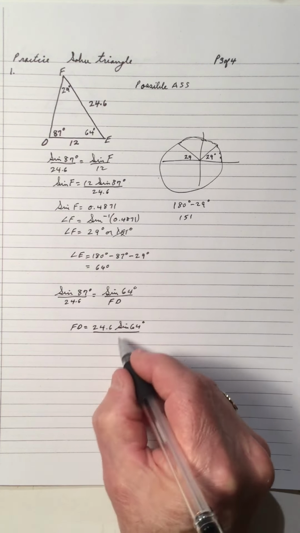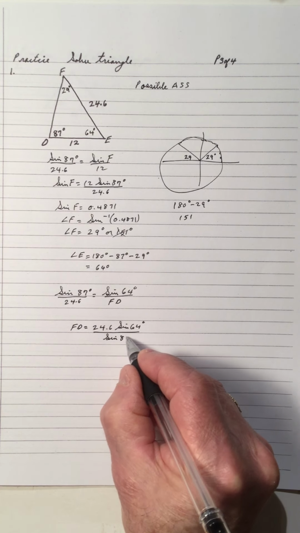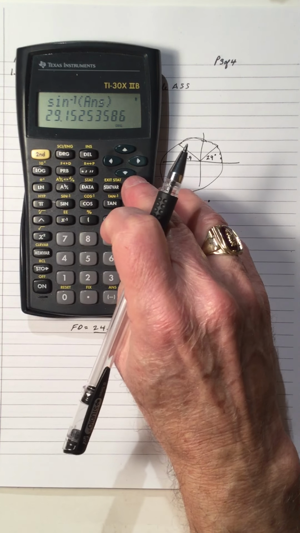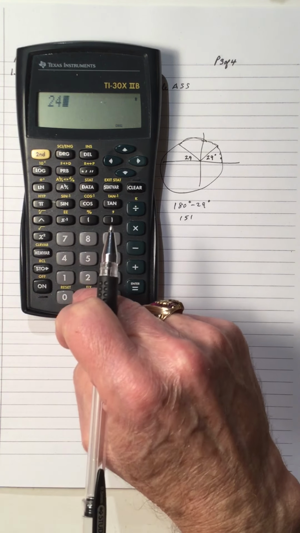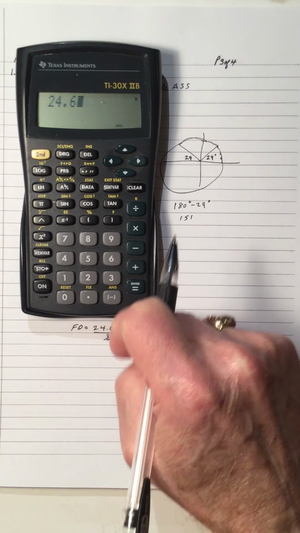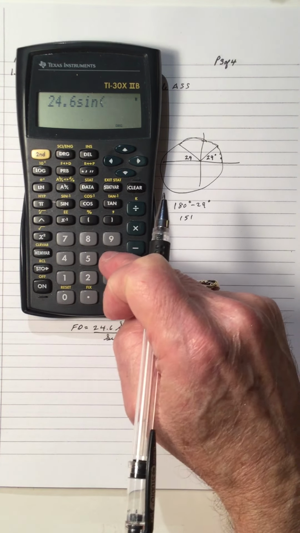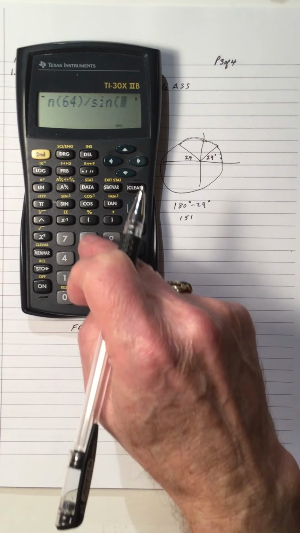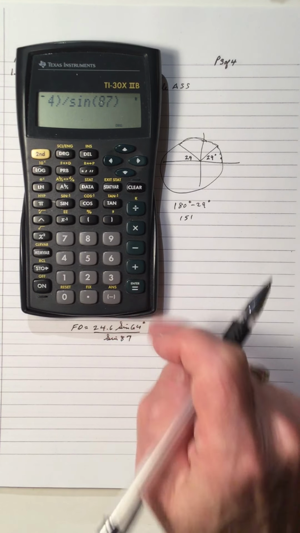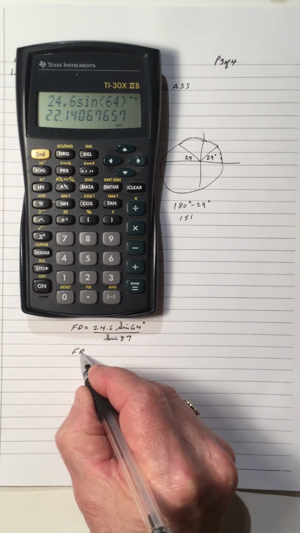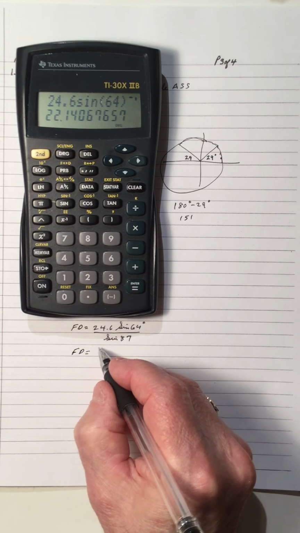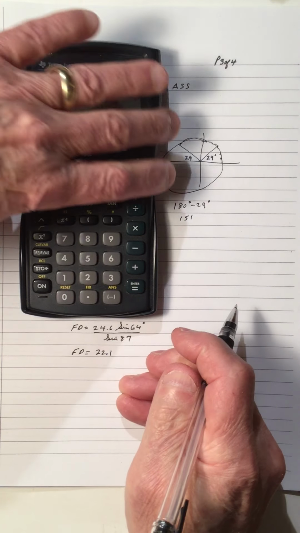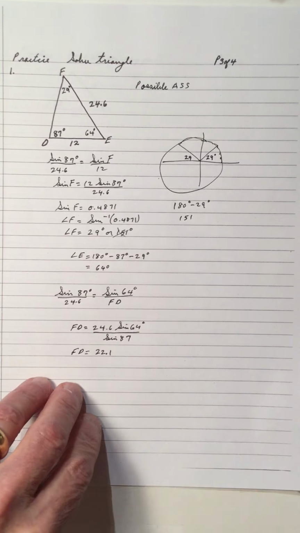And divided by the sine of 87. Okay, let's put down our calculator here. 24.6 sine 64 division sine 87. And we have FD coming out to 22.1. And we have another triangle solved.